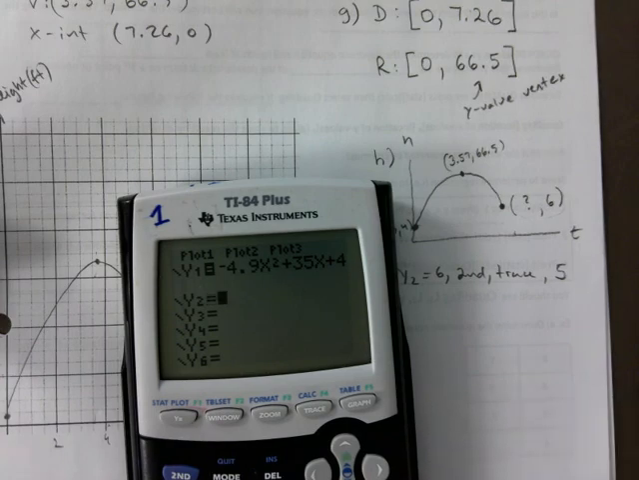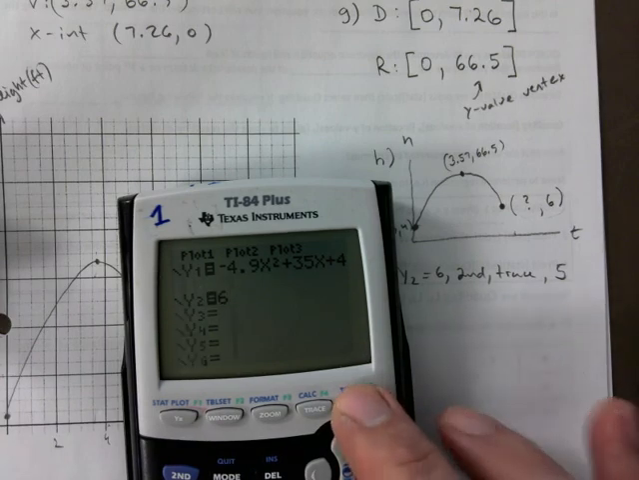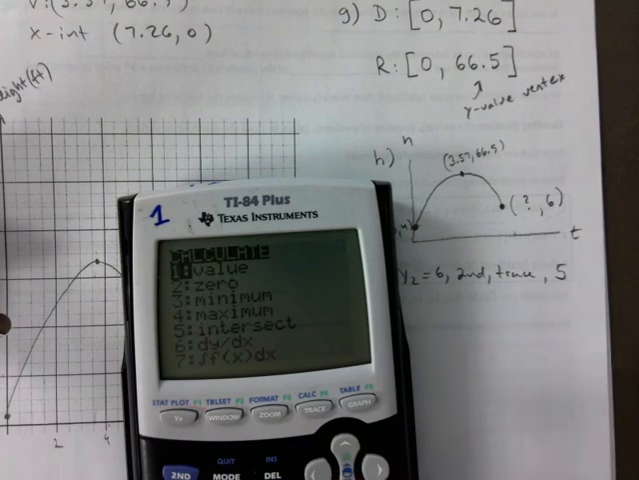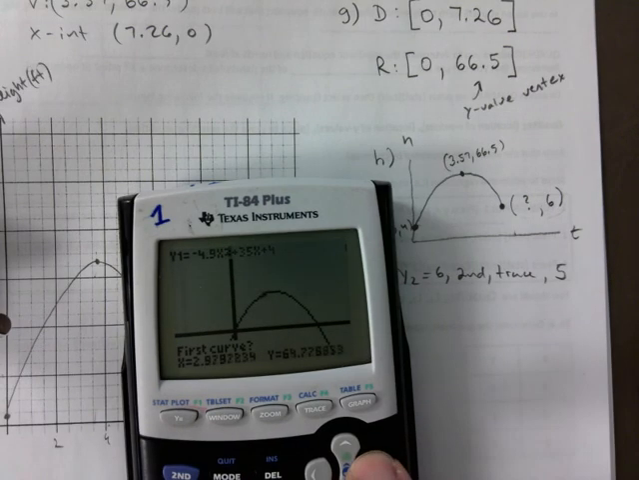Y2 is 6. I'm going to clear that. 6. Hit graph. Hopefully we can see that one. Oh, just barely. But it's there. Did you see it? Your x-axis is just thicker now. So second trace 5. I'm going to go over to the other one here.